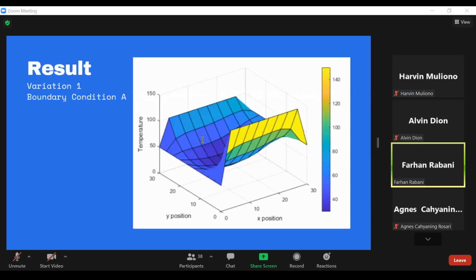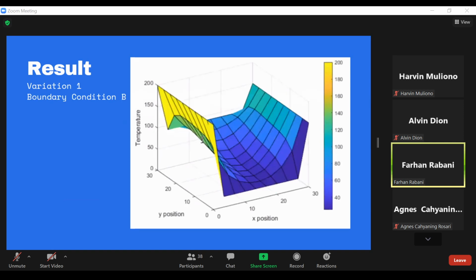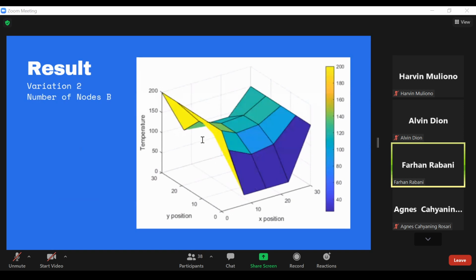This is our result, the surface plot from variation 1 and boundary condition A. Then this is variation 1 with the second boundary condition, B. And this is also variation 2 with number of nodes A. And this is the last variation, with the smaller number of nodes, which is number of nodes B, in variation number 2.